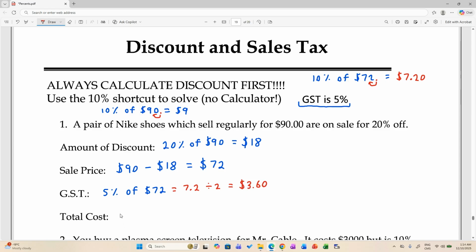So that means my total cost must be the sales price, which is $72, plus the GST, which is $3.60. And if I add it together, I should get $75.60. So that's my total cost after the item, which is originally $90, goes on sale for 20% off, and after I pay GST, I'm going to pay $75.60. Okay, great. Let's do another example here.